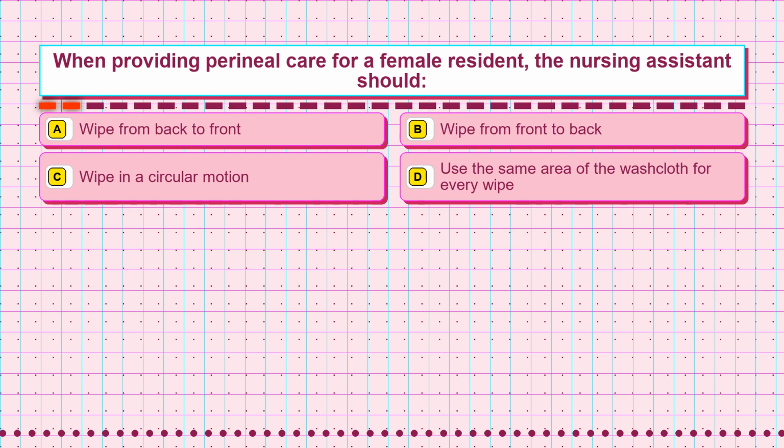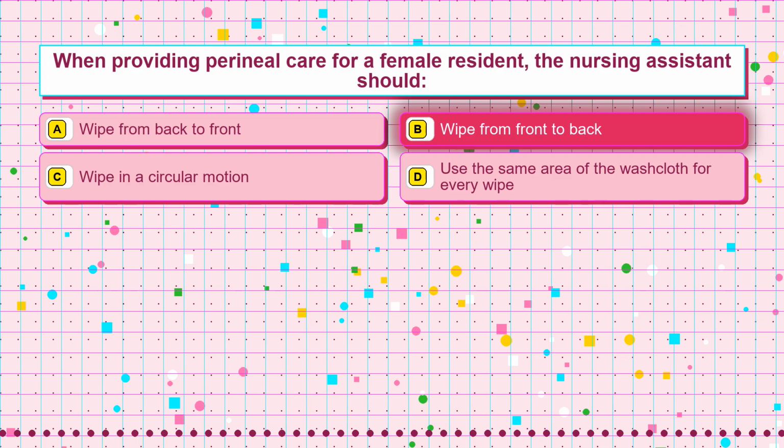Question 13. When providing perineal care for a female resident, the nursing assistant should: Option A, wipe from back to front. Option B, wipe from front to back. Option C, wipe in a circular motion. Option D, use the same area of the washcloth for every wipe.